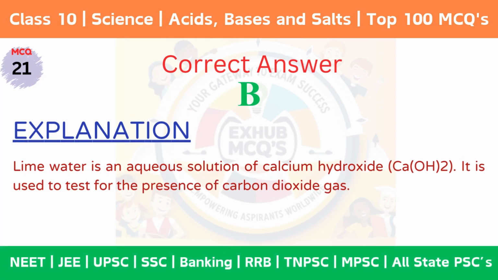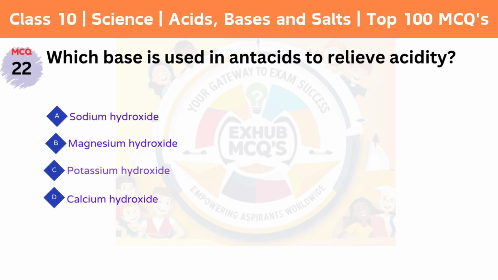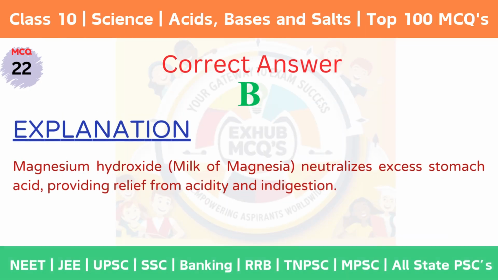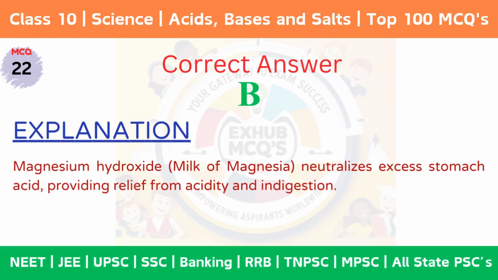Explanation. Lime water is an aqueous solution of calcium hydroxide, Ca(OH)2. It is used to test for the presence of carbon dioxide, as it turns milky due to the formation of calcium carbonate. MCQ 22. Which base is used in antacids to relieve acidity? Option A, sodium hydroxide. Option B, magnesium hydroxide. Option C, potassium hydroxide. Option D, calcium hydroxide. The correct answer is option B, magnesium hydroxide.